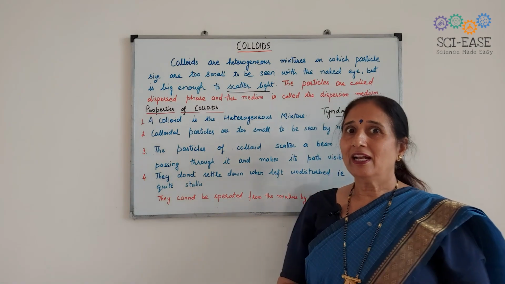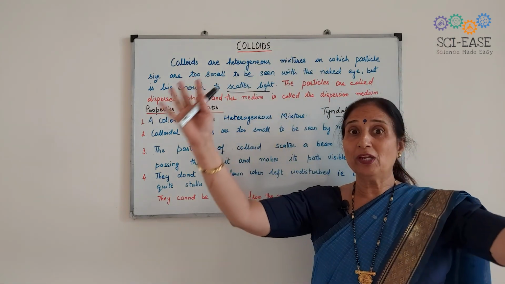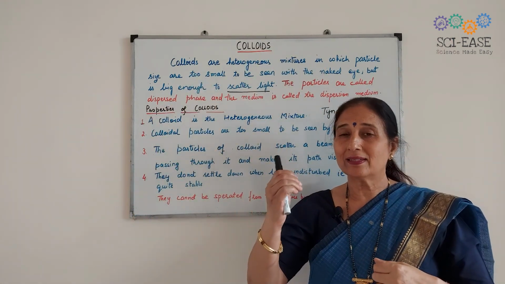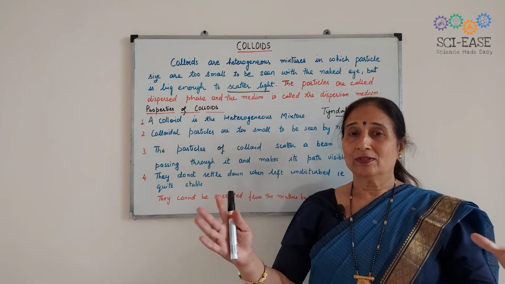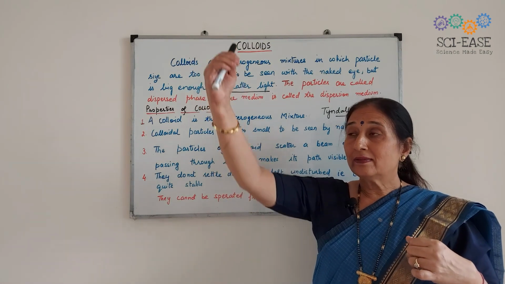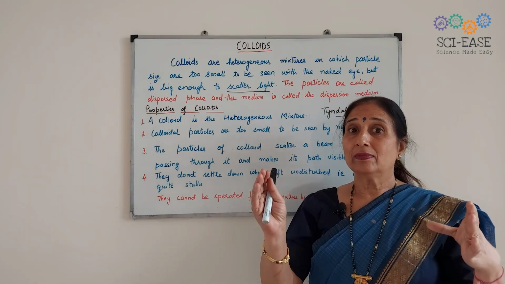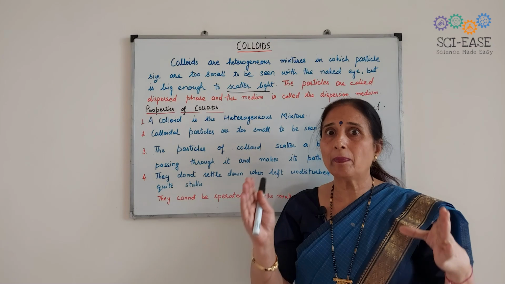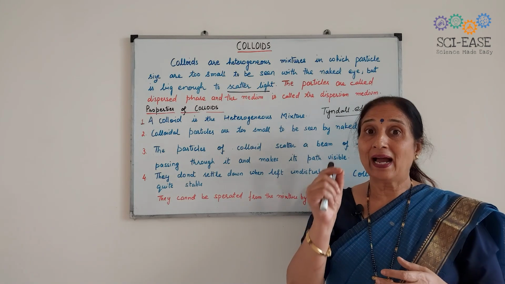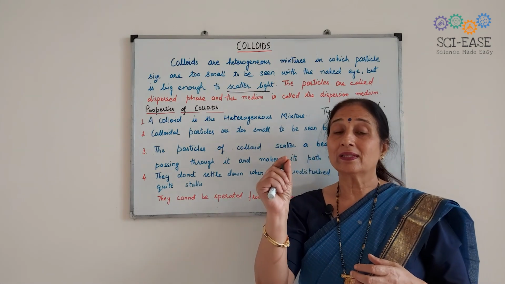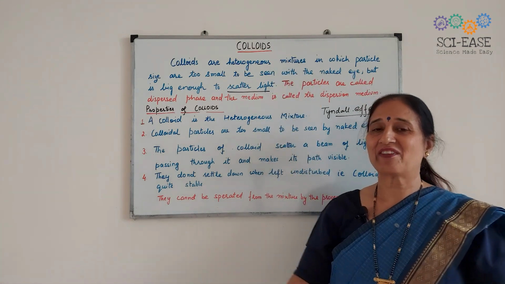Another example: if we see the canopy of the forest and the sunlight coming through that forest, what will be the colloidal particles in that case? The mist which is present there, the water drops, will act as the colloidal particles. There you can see the scattering of light.